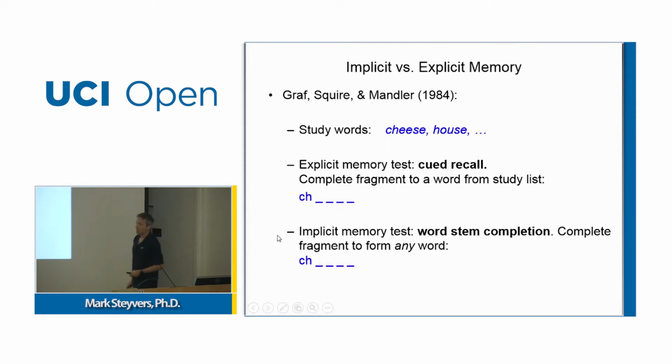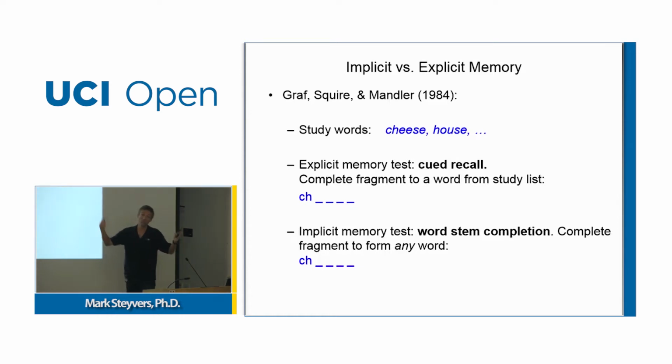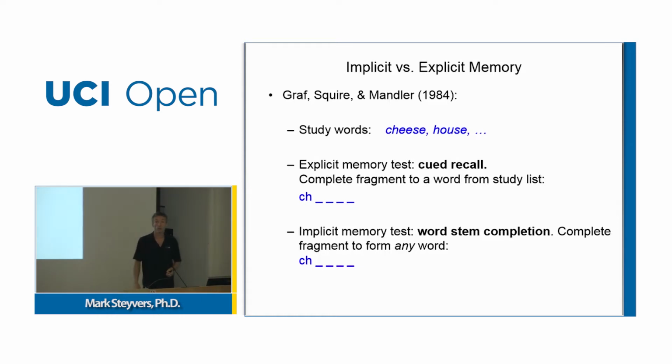Now another test is implicit memory, where you just have to complete in any way that makes a word. So it could be choose, could be chance. There's probably tons of ways to complete that word. Now they did this experiment with two groups of subjects: normal controls, people like you and me, and amnesics.